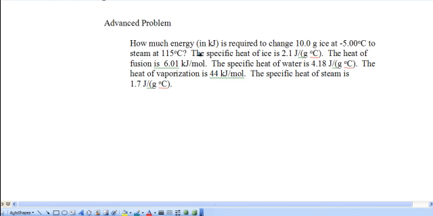So the question says, how much energy in kilojoules is required to change 10 grams of ice at -5 degrees Celsius to steam at 115 degrees Celsius? And it gives you various specific heats and heats of fusion and vaporization. And so here's what we have.